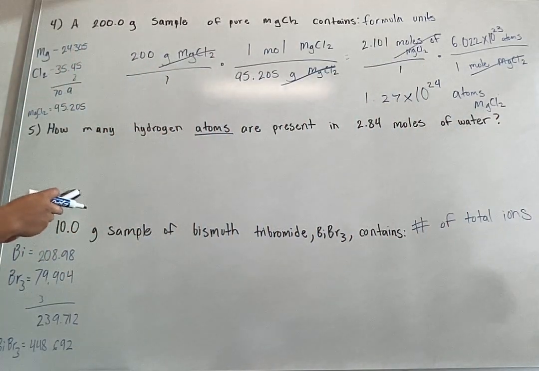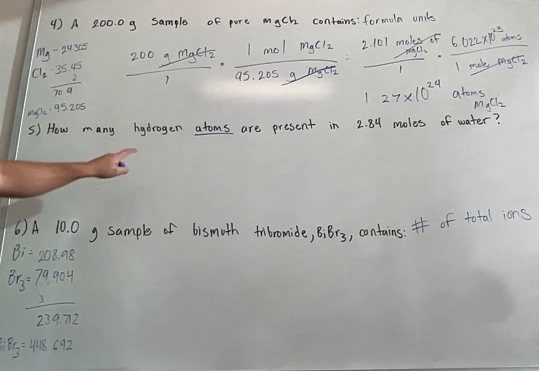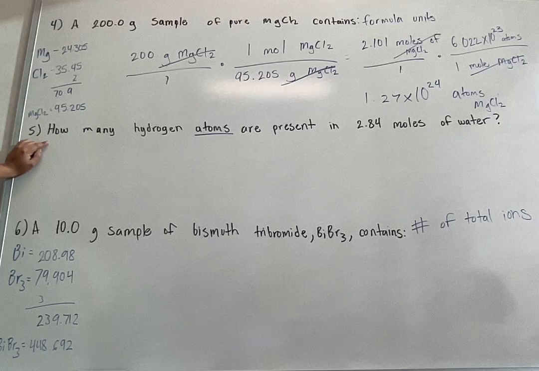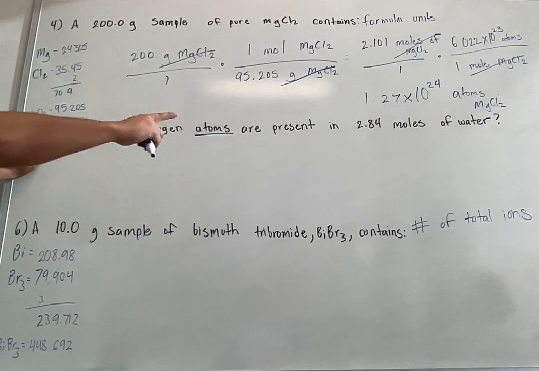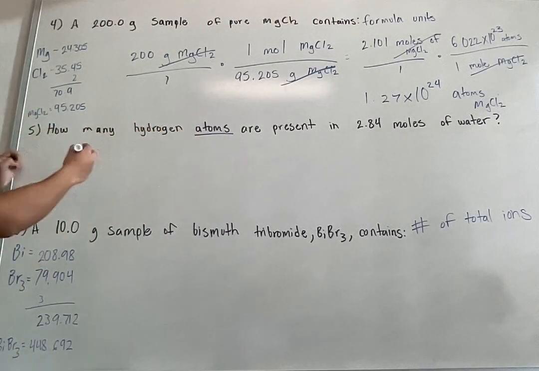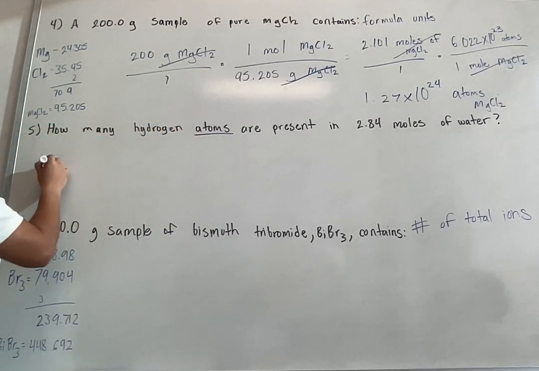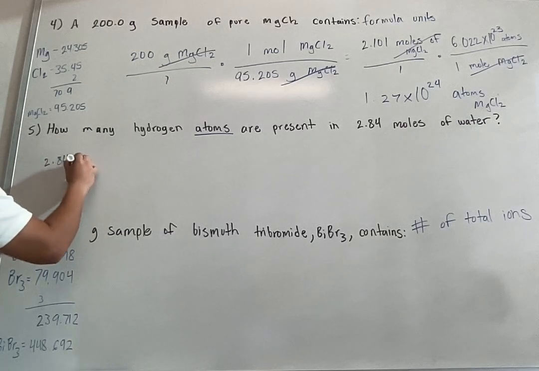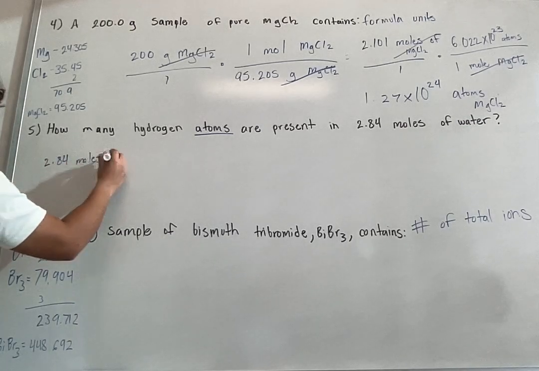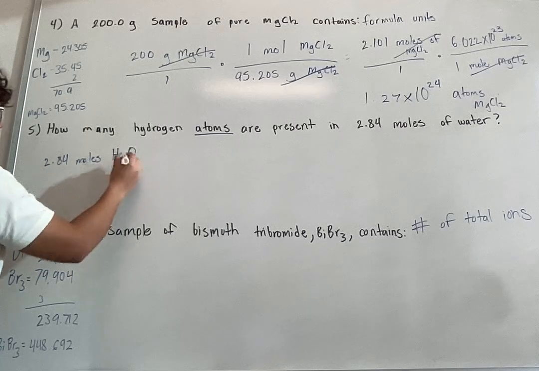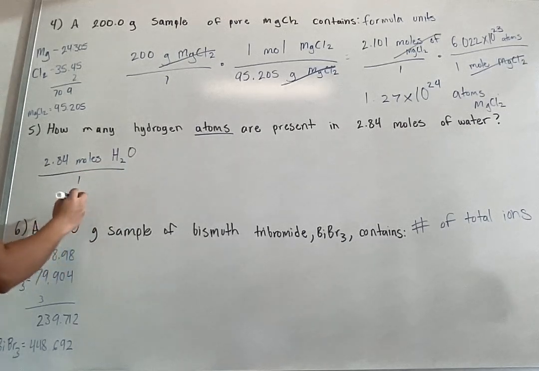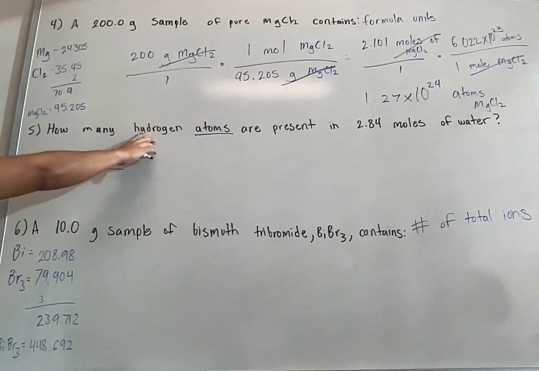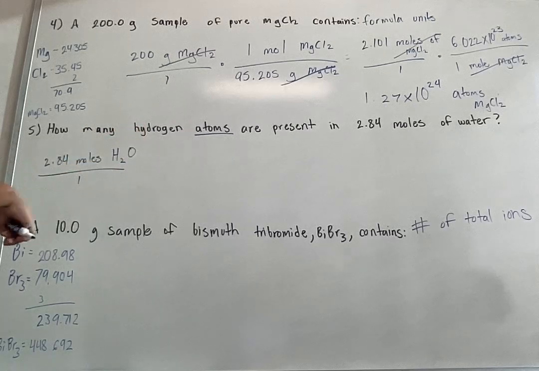Then question 5. Same things. Oh, hydrogen. Sorry, I was rushing to the next question. So how many hydrogen atoms are present in 2.84 moles of water? This one has an extra step because they give us the moles of water. So we're going to have to make a ratio. So if we start with 2.84 moles of H2O, but they want us just to find the atoms of hydrogen.